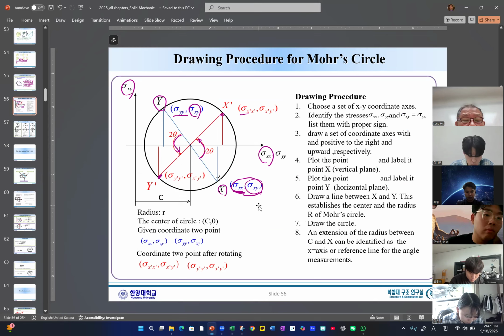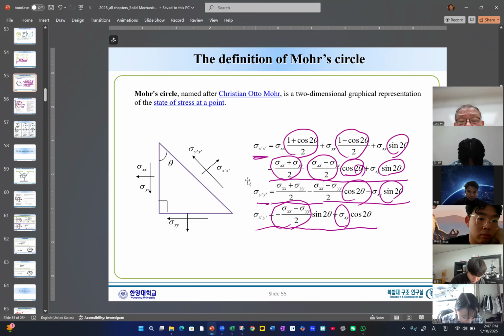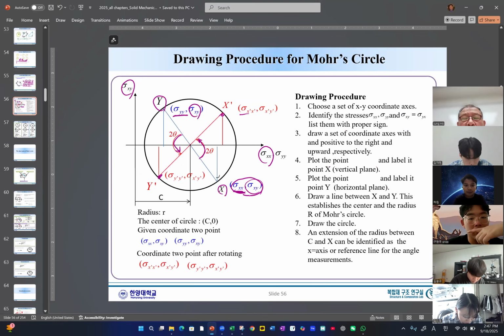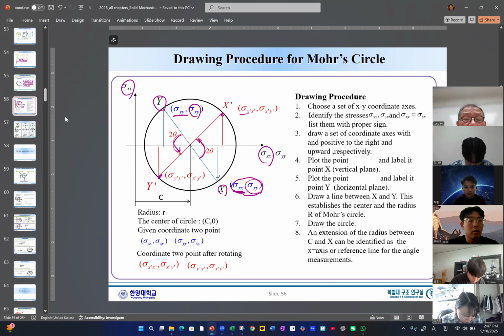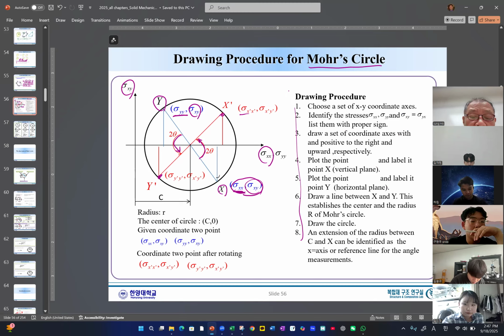There's a little bit complicated plotting procedure, but the concept is about sigma x prime and y prime. Rather than remembering this whole equation, what would be a good way to represent it, to understand how this angle and amplitude change? That's why it is called a Mohr circle, and this is the definition. The procedure is very straightforward.